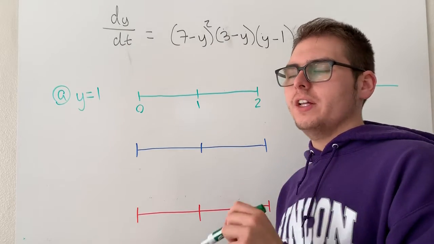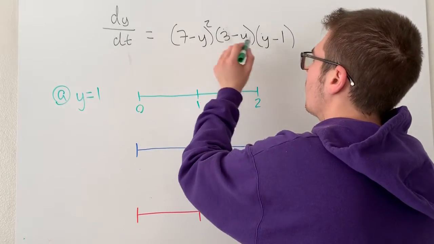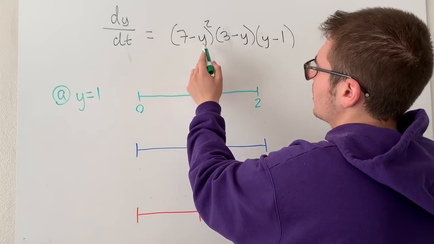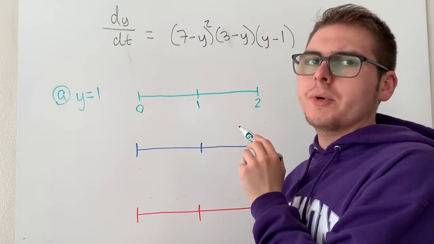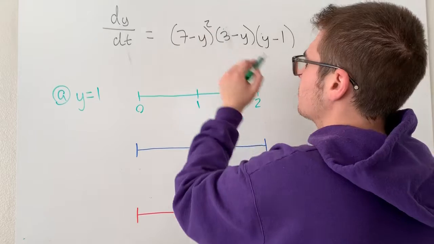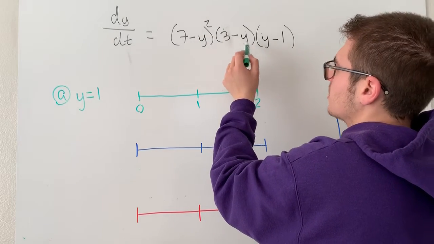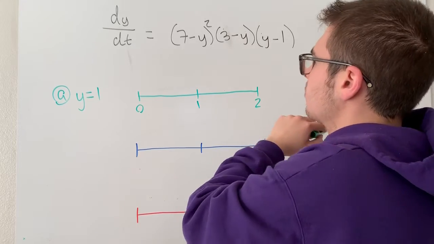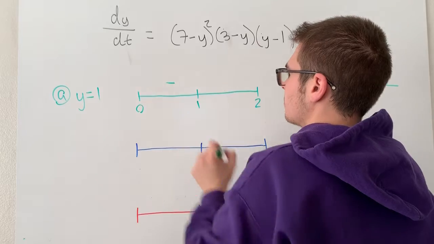We don't care about the actual value. We don't care about the number. We just care about the sign. So let's plug in a 0 for every y here. So we got 7 minus 0. That's going to be squared every single time, so that's always going to be positive. So every time we do this, let's just consider this positive. 3 minus 0 is positive. 0 minus 1 is negative 1, so it's going to be negative. So we've got a positive, positive, negative. So this is going to be negative.